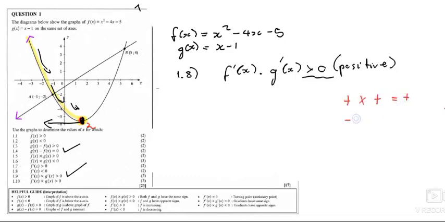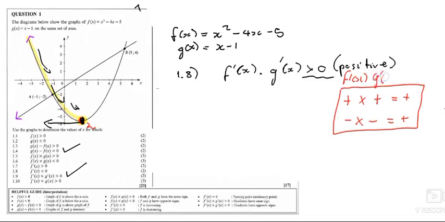We get a positive. A negative and a negative, we still get a positive. So you must be able to understand this right here. But here we're speaking about gradients, not the y values. So we have to look at where the gradient of f of x is positive, or where the gradient of g of x is positive. Then look at the other side, opposite to it again. We're still going to get a positive answer.